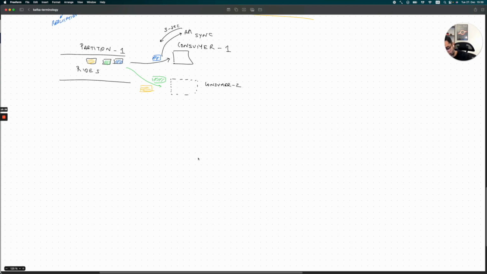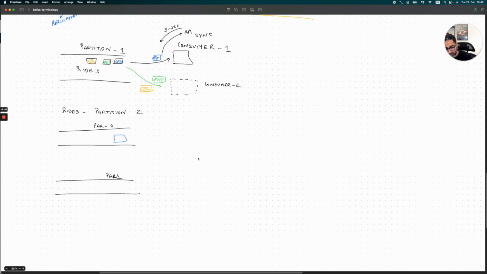Again, we had our rides topic, and we want to partition it by 2. So two partitions. Let's make our first partition; this would be partition 0. Then let's make our second partition; this is partition 1.